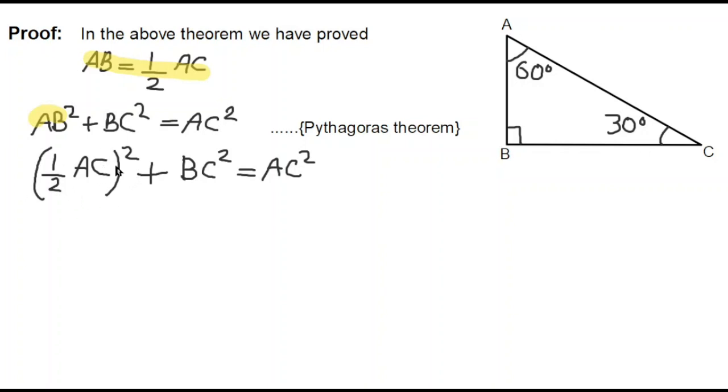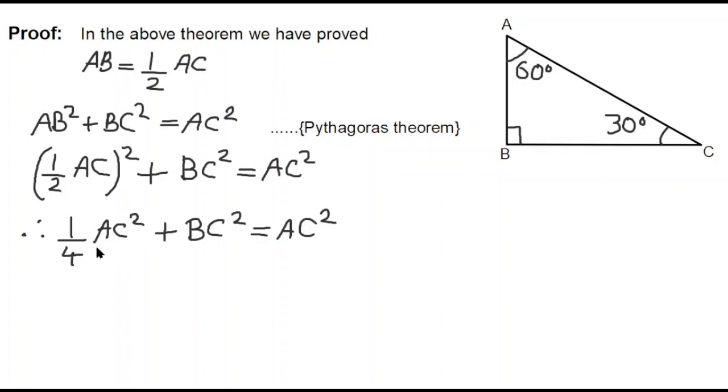Now we will solve this bracket. The square of half will be 1 by 4, right? Square of 1 upon 2 will be 1 upon 4. The square will come in AC also, so 1 upon 4 AC square. So the next step is 1 upon 4 AC square plus BC square is equal to AC square. We have opened this bracket and solved. Understood?